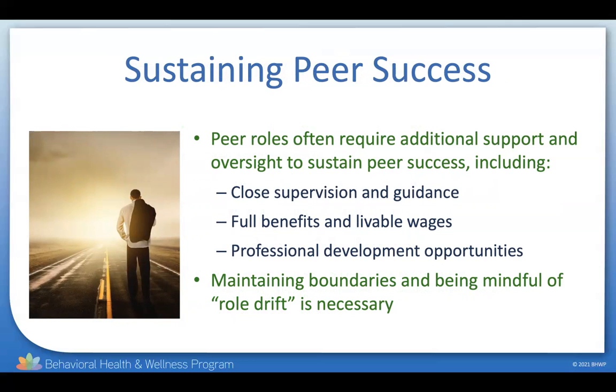Organizations should offer full benefits, livable wages, and professional development opportunities, again, to legitimize the peer role and movement, and to retain talented peers who really can impact an organization's reach, influence, and positively impact their finances too. These roles can open a whole new community to that agency. As noted earlier, the maintenance of boundaries is critical, and supervisors and organizations really do need to be mindful of role drift and assure that peers continue to do the work that they were hired to do. We need to make sure that, barring a lot of experience and development, we want peers to be doing the work that they were hired to do, at least initially.